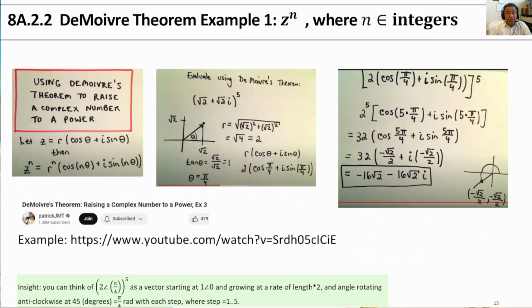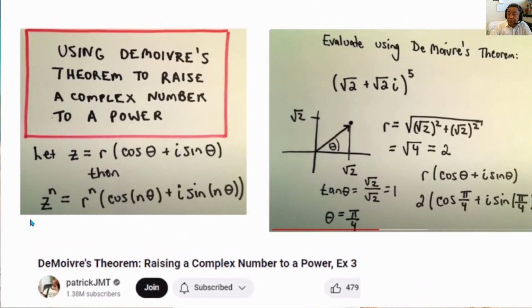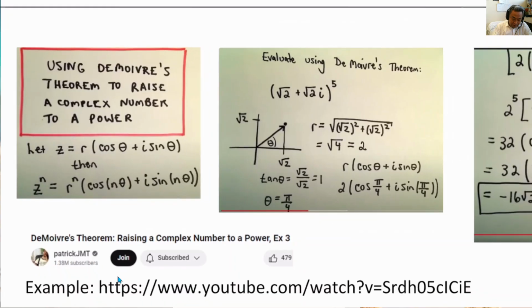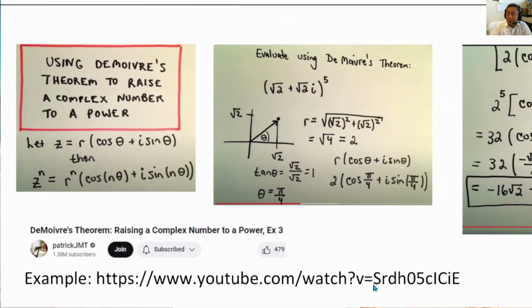Let's continue with 8a.2.2 De Moivre's theorem using an example where we are going to find z to the power of n. I took this from Patrick JMT, and this is the link where you can watch him explain the same thing as well. He gives us z in this form.